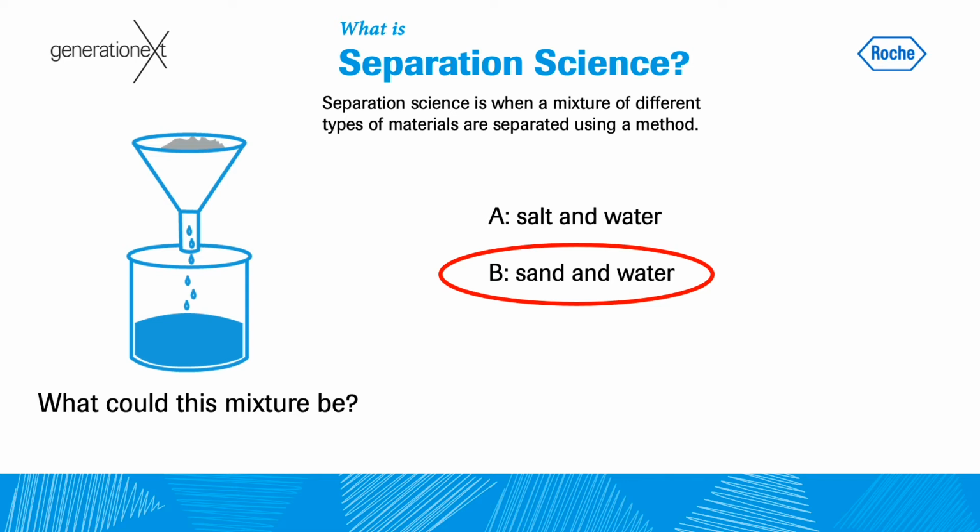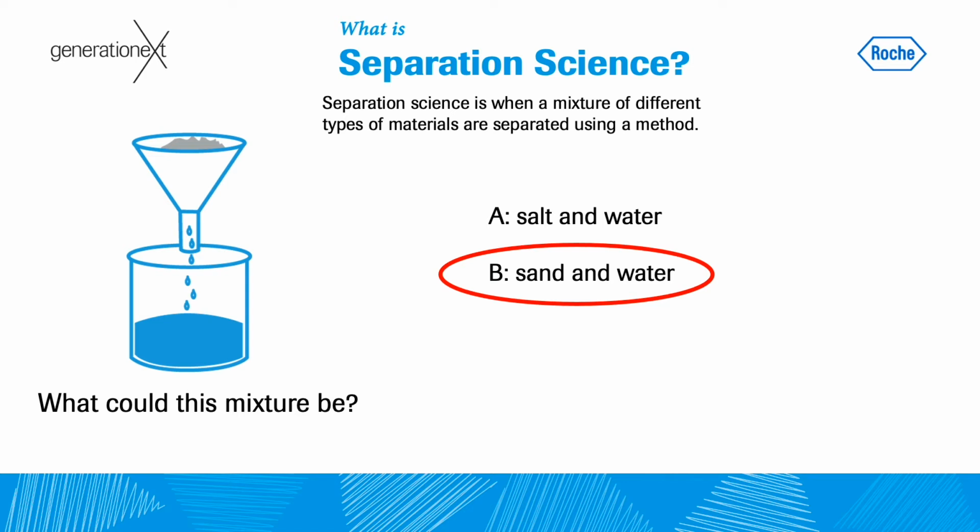The solid sand gets trapped in the filter paper sitting in the funnel. The liquid runs through the paper. And there you have it. You've successfully separated a mixture of sand and water.